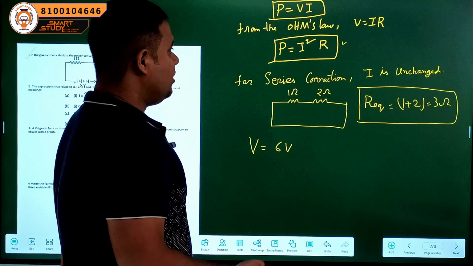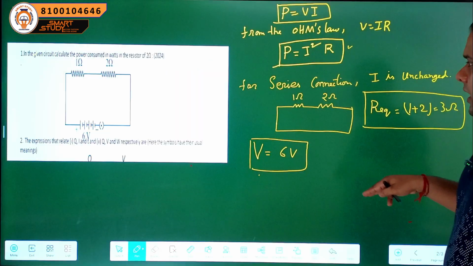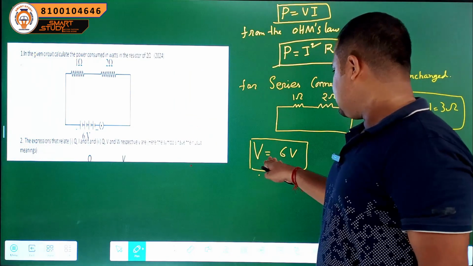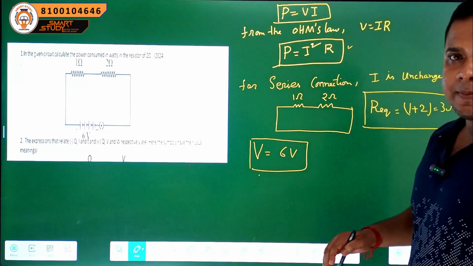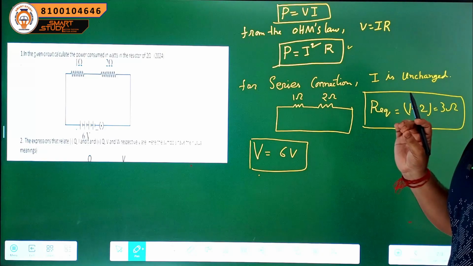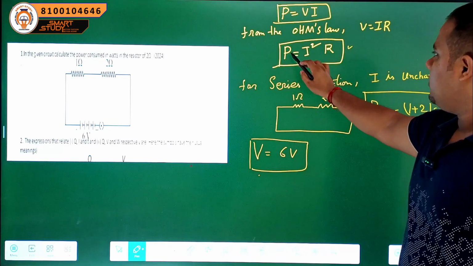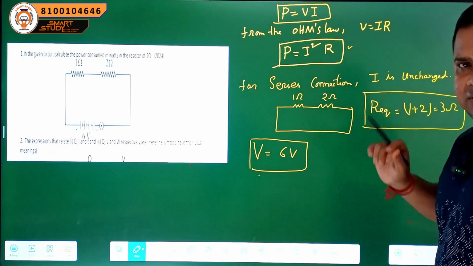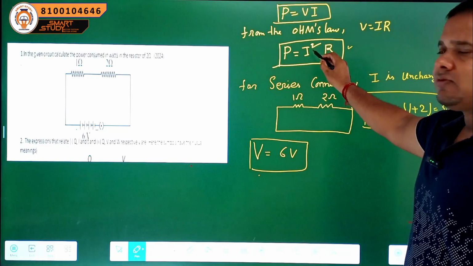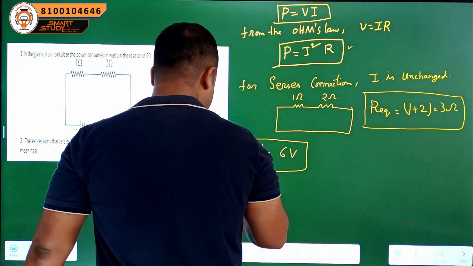Then we need to find out the current. Now we have the total equivalent resistance of the circuit, which is 3 ohm, and the supply voltage in the circuit is 6 volt. As I already discussed, the current is unchanged in the diagram, so we should use P equal to I square R. For applying this formula, we need to find out the current.